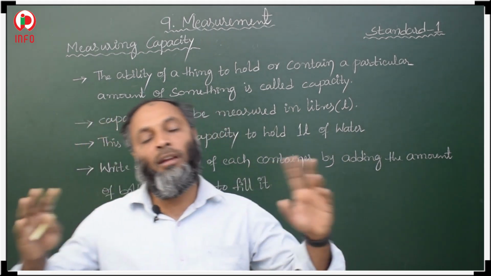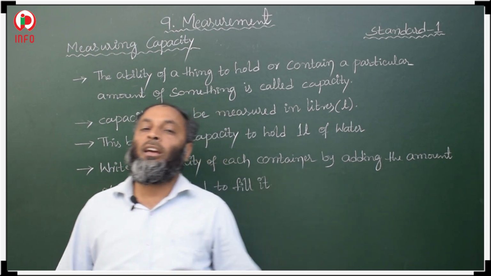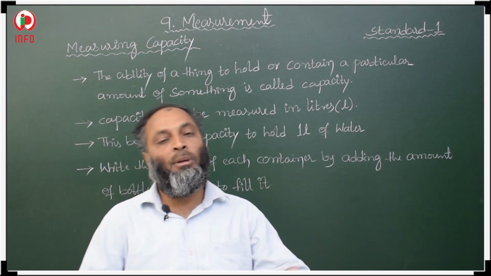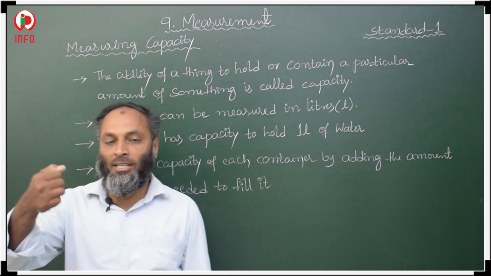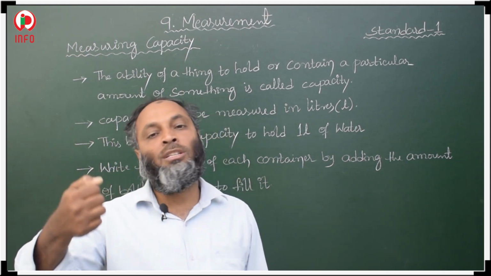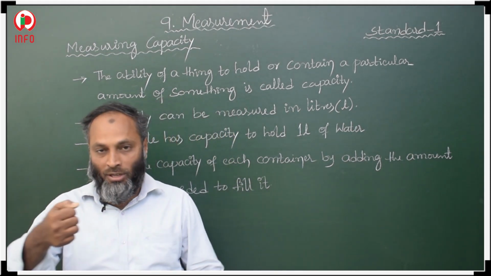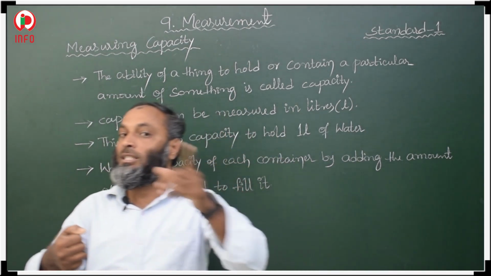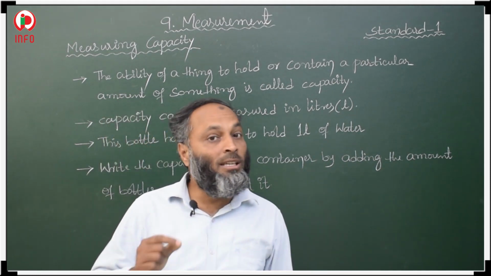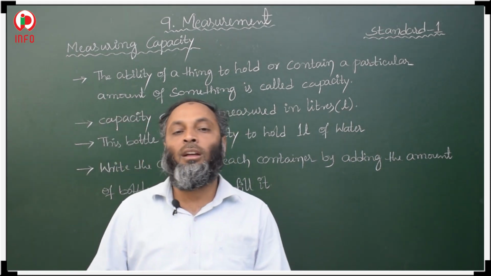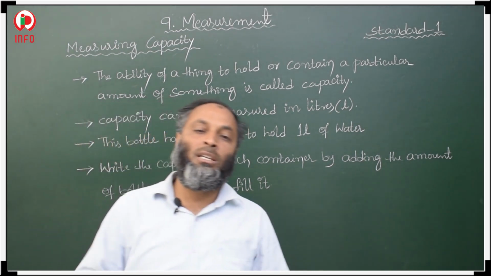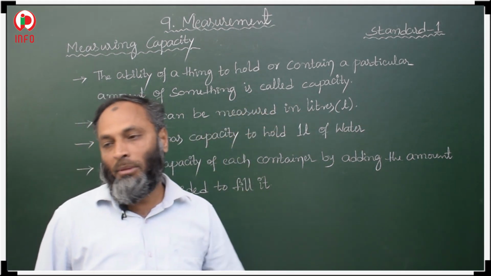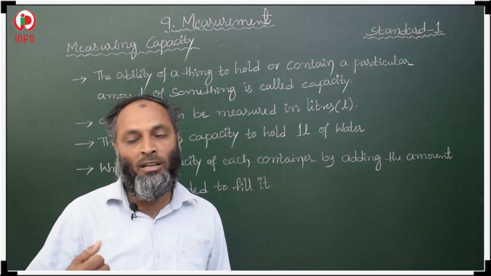If one big water tank is there, and in that water tank we fill 500 liters of water, that is the capacity of that water tank. If one water jug is there, and it holds 1 liter of water, whatever amount we can hold in that particular jug, that is the capacity of that jug. Capacity means the holding capacity of a particular object. Okay, capacity can be measured in liters.